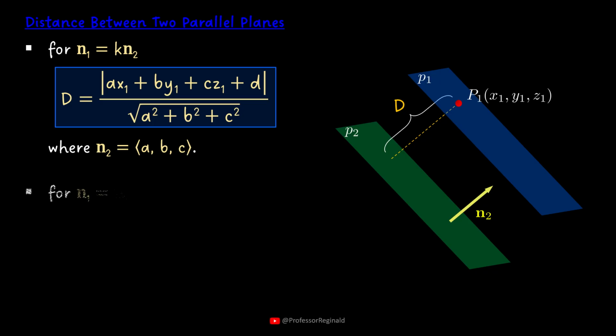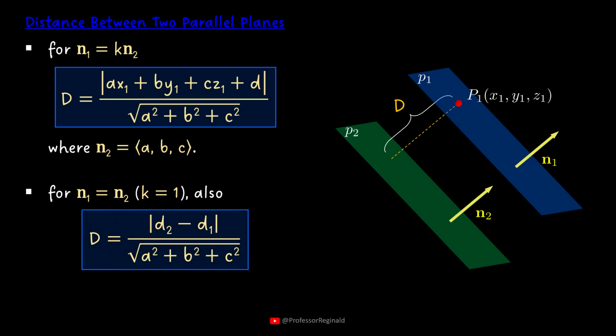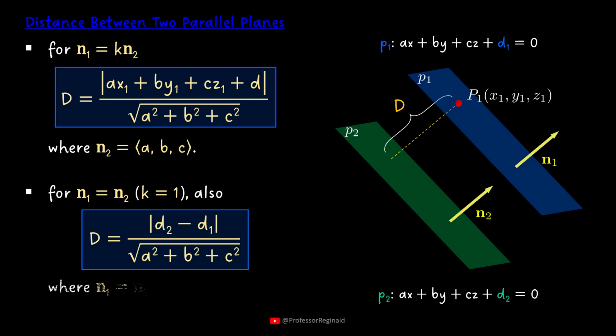But if the normal vectors are equal, the distance can also be computed using another formula. It needs the constant term of the equation of each plane, and the normal vector, which is the same for both planes.